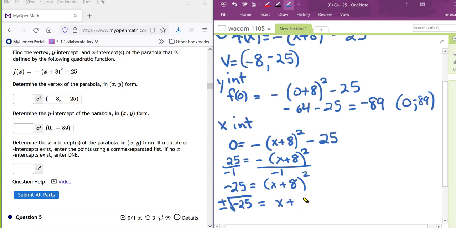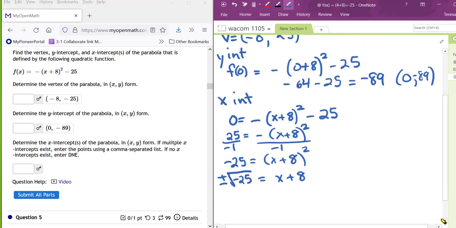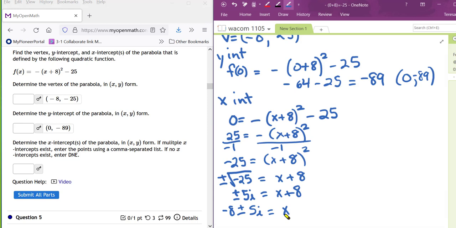All right, and taking your square root over here takes your exponent off. This is going to give you an i, so it's going to give you plus or minus 5i, and we'll subtract the 8. So negative 8 plus or minus 5i is the solution. But on your graph, you can only see real numbers. This is not a real number. This is a complex number. So your answer here is going to be does not exist.